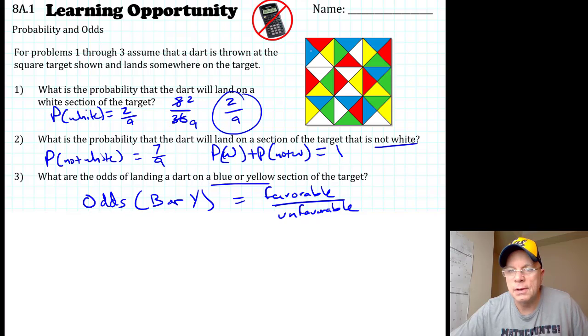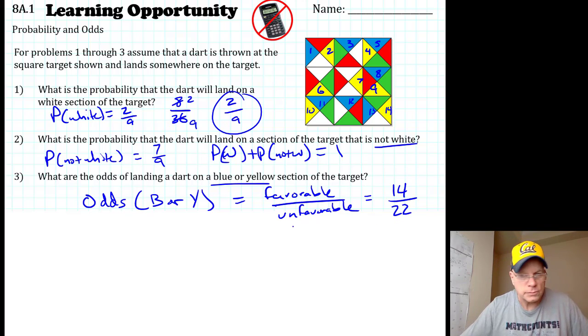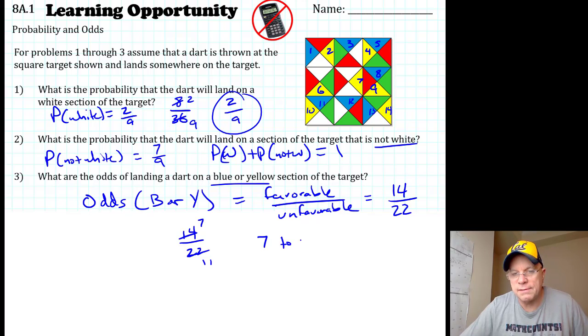I've got 1, 2, 3, 4, 5, 6, 7, 8, 9, 10, 11, 12, 13, 14 if I didn't miscount. 14 favorable outcomes, which, since I have 36 possible outcomes, must mean I have 22 unfavorable outcomes. And 14 over 22, there's a common factor of 2, so that becomes 7 and that becomes 11. So the odds are 7 to 11.